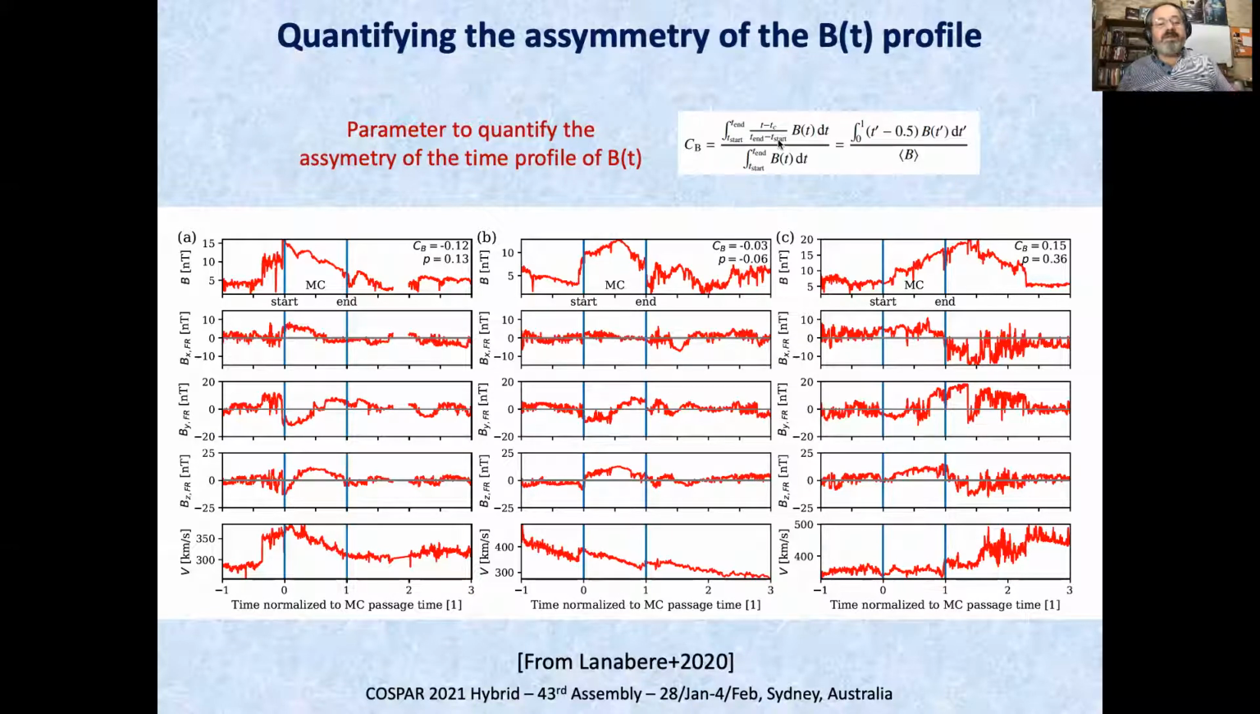So in order to quantify the asymmetry of the profile of the magnetic field, we can compute this parameter, which is a kind of center of mass, but applied to the magnetic field intensity. These are three examples. This example presents a strong magnetic field in the front and weaker in the rear. This presents the opposite, and this presents a pretty much symmetric case. So we want to keep these cases, and then in a quantitative way, we will analyze this parameter CB in order to decide if the profile is symmetric or asymmetric.